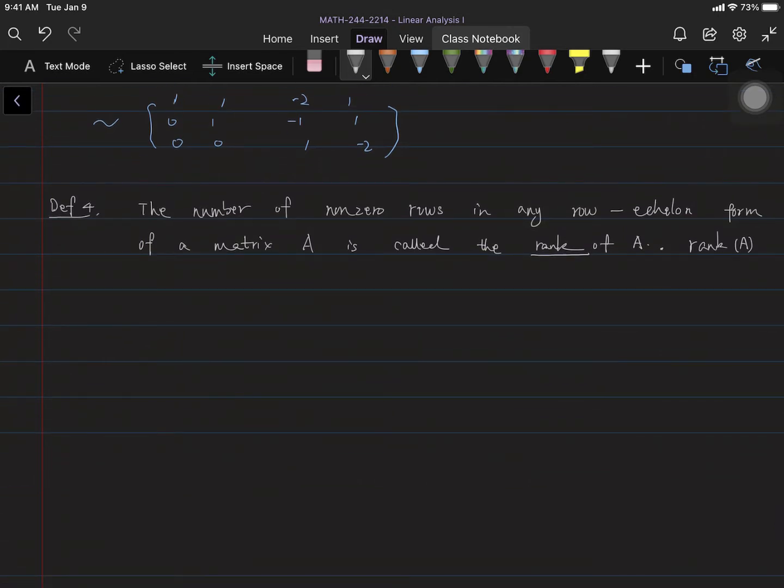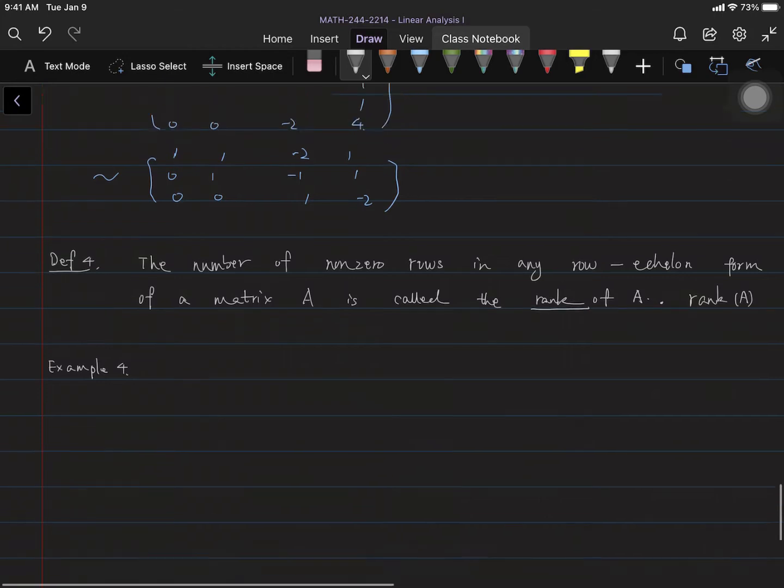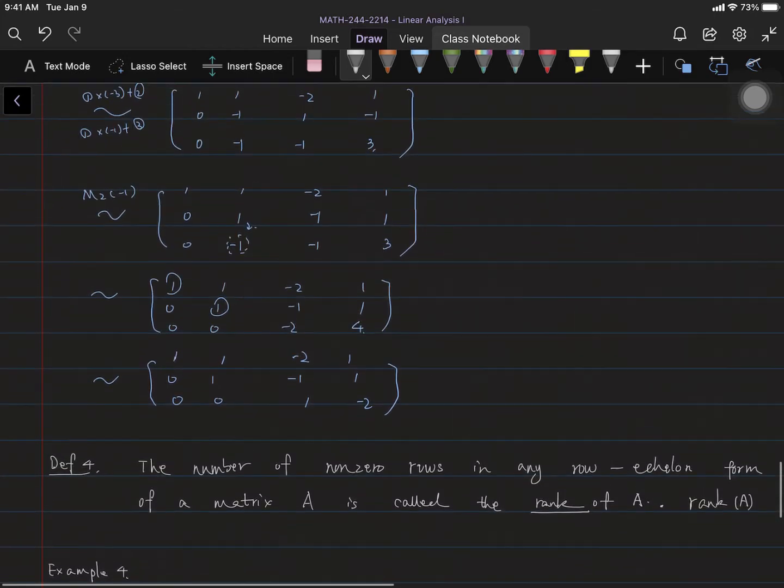So let's take a look at an example. We want to determine the rank of a matrix A if the matrix is given. We just need to find the row echelon form and then decide how many non-zero rows. Let's take a look at this exercise. The row echelon form of this matrix has 3 non-zero rows. So for this one, the rank of A is 3.